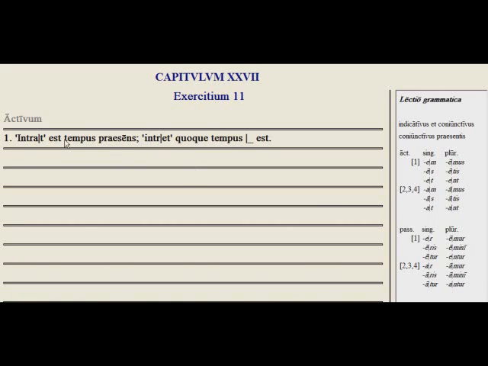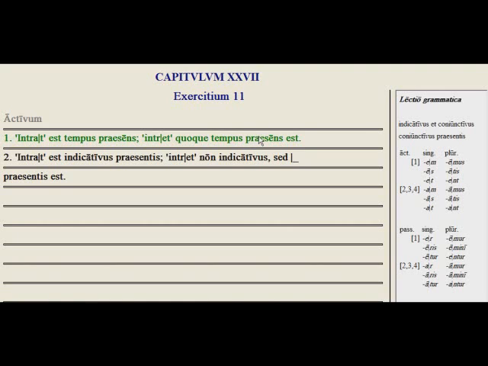So let's practice this, the active voice first. And we have intrat, enters, he enters, is the present tense. Intret, quoque tempus blank est. Intret is also tempus praesens. Okay, so tense, praesens, is not affected by mood.